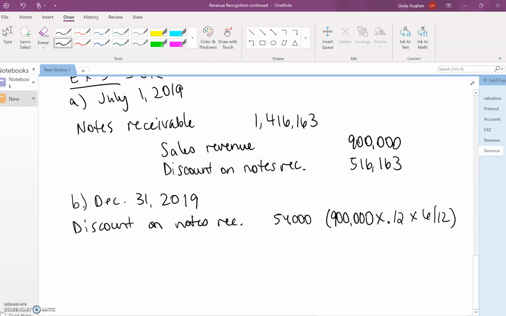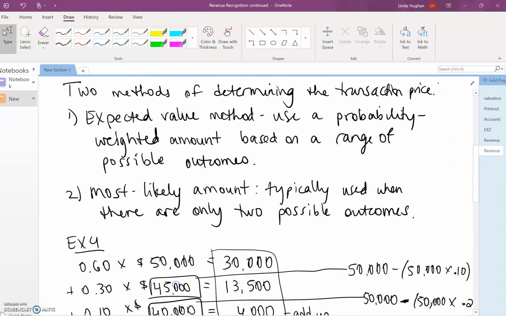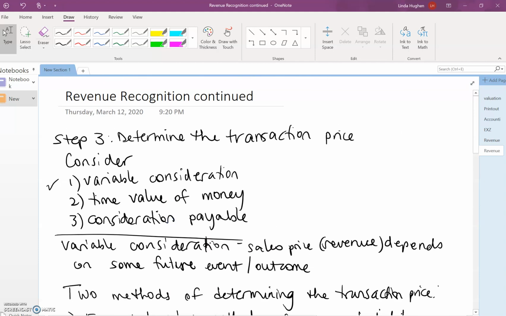And what are we going to record the other side of this entry to? What account are we going to credit? We're going to credit interest revenue. So far we have done 2 out of our 3 factors that we need to consider for determining the transaction price. The third factor, consideration payable, will be discussed in the next video.